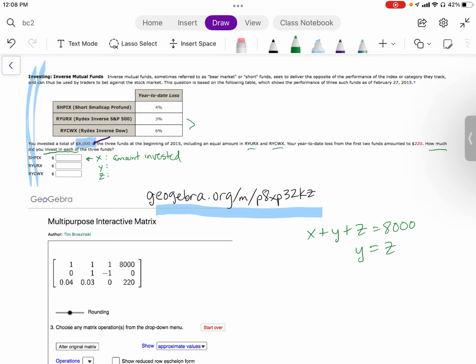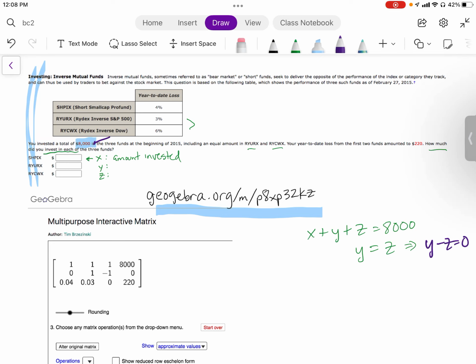If I put this in matrix form, this is equivalent to saying Y, let me do a different color here. Y minus Z equals 0. Okay.